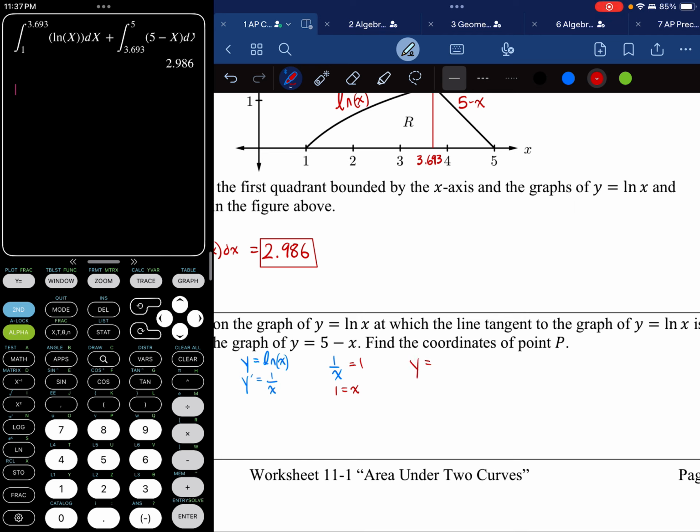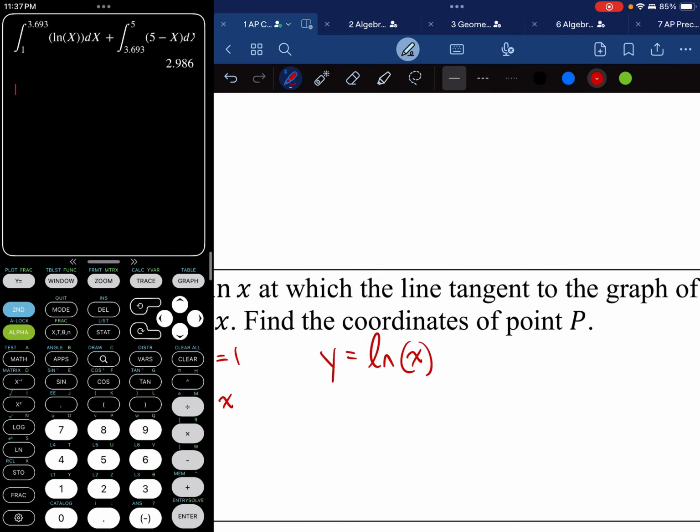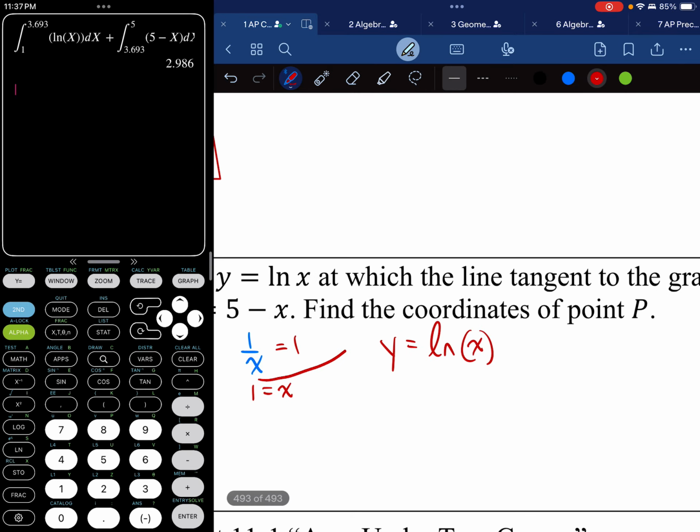So if I write y is equal to natural log of x, and plug in my said 1, this 1 gets plugged in right there. This is going to be y is equal to natural log of 1, which you should have memorized. Natural log of 1 or log of 1 or log base 3 of 1 is always equal to 0. So we have our x coordinate, we have our y coordinate. P is the coordinate point 1, comma 0.